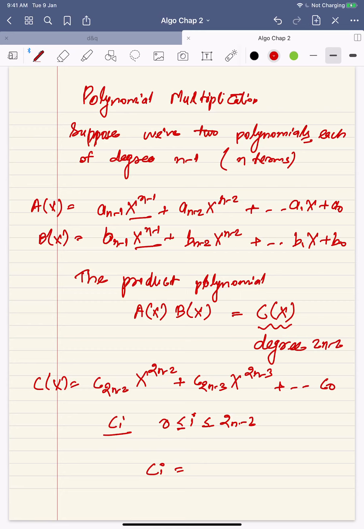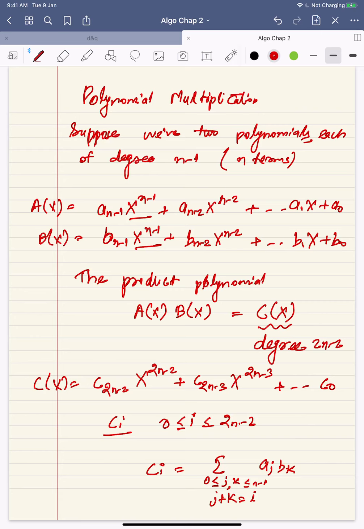Okay. Now c_i is the coefficient of x to the power i in the product. That will come from A and B, so some a_j and some b_k will be used. So I will say that will be the summation of a_j times b_k. Now what is the constraint? j plus k should be equal to i, and j, k can be anything, 0 less than or equal to j, k less than or equal to n minus 1.